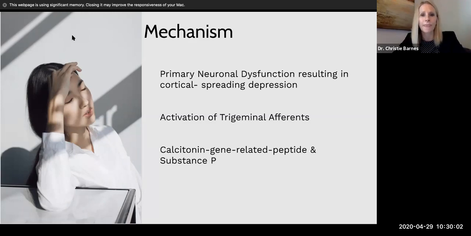And now we're starting to understand there's a couple of other key mechanisms. We know that calcitonin gene-related peptide has been implicated. It's one of the mediators for this. And so there's been interesting therapeutic targets of late that have been established. And we know that substance P plays a role and probably creates the pain that is experienced during this migraine.